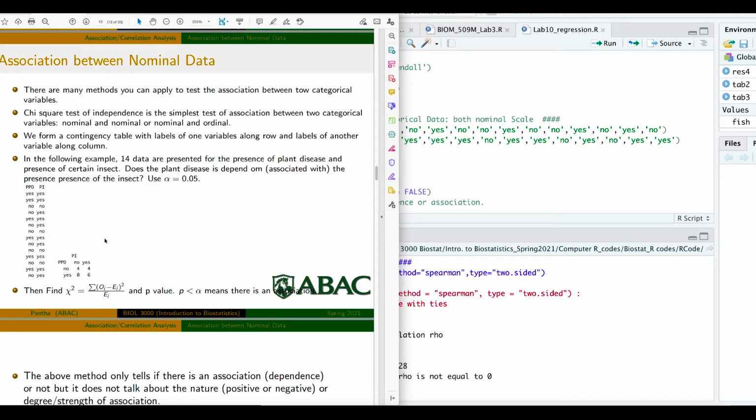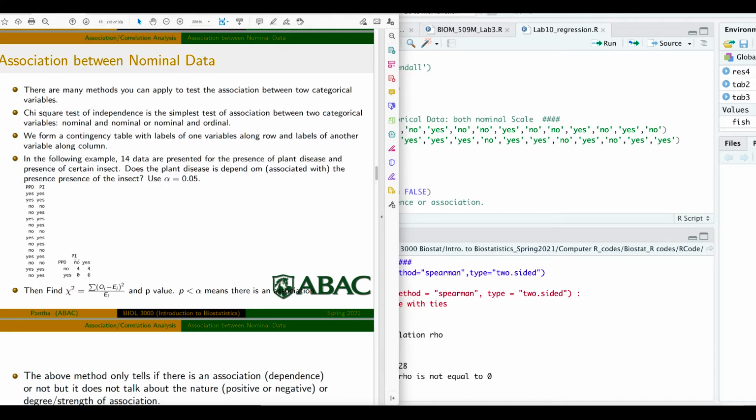Okay, so what we need to do first here is to find the chi-square. You need to do observed minus expected, squared, divided by expected, right? But before that we want to find the table for that, right? How do I do that? In R, you need to do table of PPD, comma, PI, right? But here what is happening is there are four no-no, 1 2 3 4. And how many are no-yes? Let's see, no-yes, 1 2 3 and then 4, right?